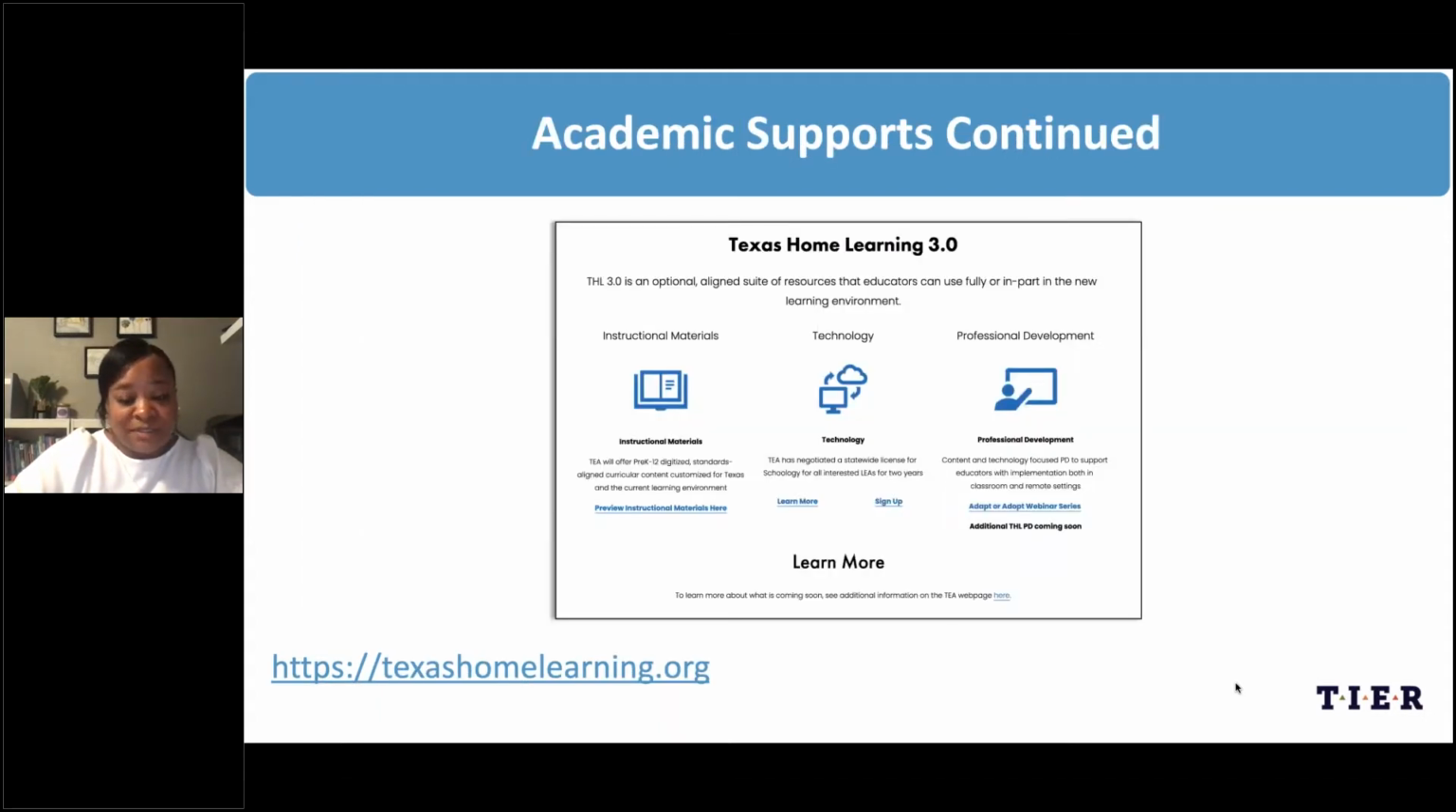The next resource is the Texas Home Learning website. This is a TEA-funded project which includes a freely accessible, optional, aligned suite of resources that educators can use fully or in part to support the learning in a remote environment. Resources are being added regularly.